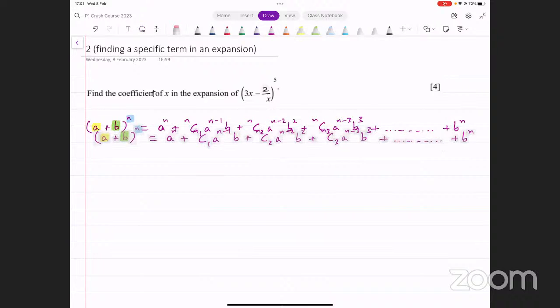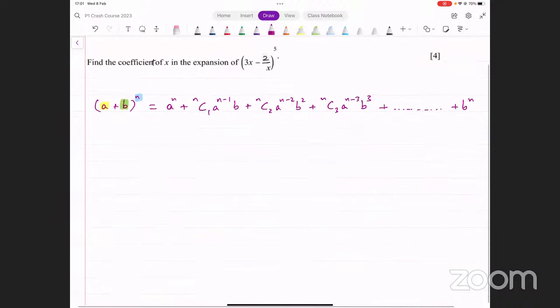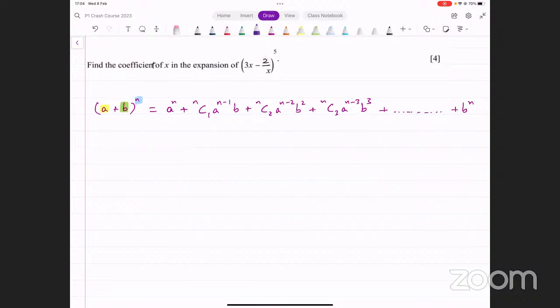Now, there are 2 methods for finding the specific term. Let's start with the first one, which I would recommend that you use. It's going to be quicker in most cases. There's another method as well. We'll discuss that as well. But I would recommend that you use this because it's going to be much quicker in most situations, in most scenarios. So how do we think about this?